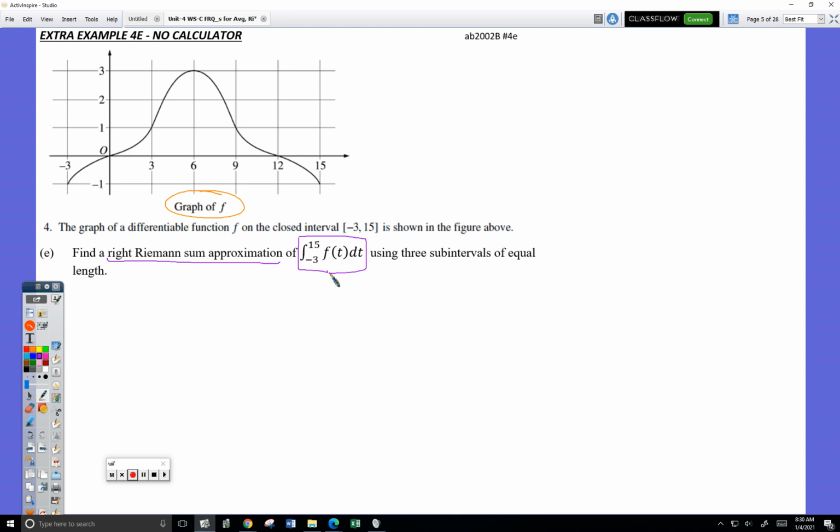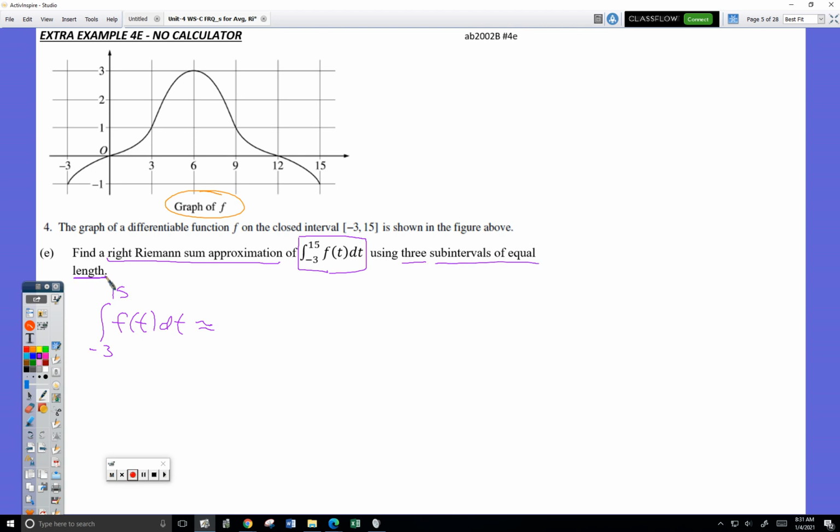So answering Daniel's question, they're not going to give me points for writing what I am now writing. It's just my habit. I always write an integral before I compute the integral because I don't want to lose points if they happen to give points for doing so. So I'm going to write that. Now I just need to find an approximation of that integral. So now I'm doing the computation of the integral. I'm supposed to use three subintervals of equal length.